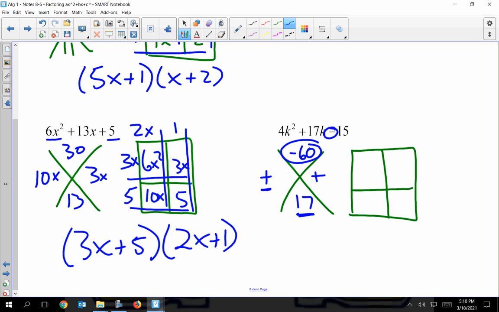But positive 20, this should be a negative, sorry. Slow down. Positive 20 and negative 3 multiply to a negative 60, and they add up to positive 17. Okay, so take the first term, 4k squared, put it here. Take the last term, it was a negative 15. Make sure the signs come with it. Add the variables to these two guys. I get 20x, and I get negative 3x.